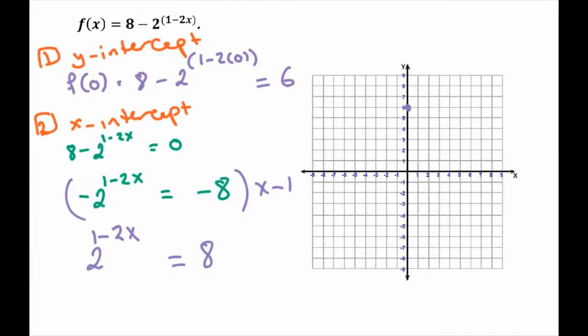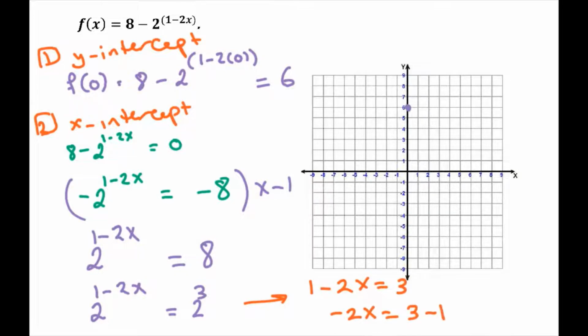8 can be written as 2 to the power of 3. So 2 to the power of 1 minus 2x equals 2 to the power of 3. Since I have the same base, 1 minus 2x equals 3. Negative 2x equals 3 minus 1. And now negative 2x equals 2, and x equals negative 1. So you go to negative 1, and that's your x-intercept.